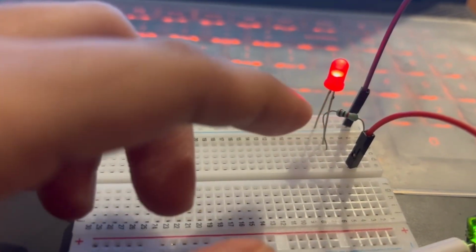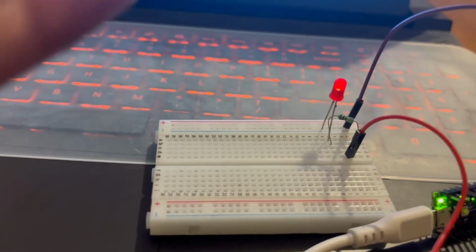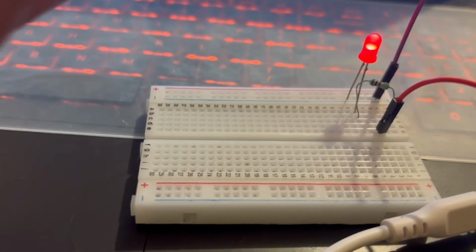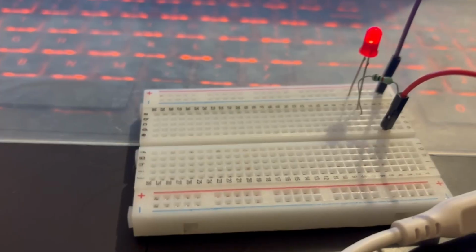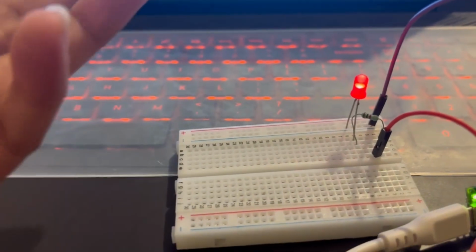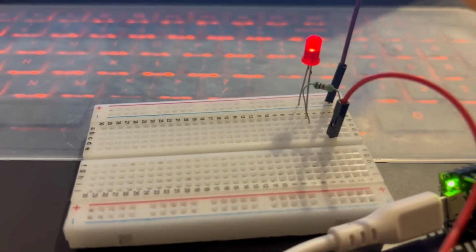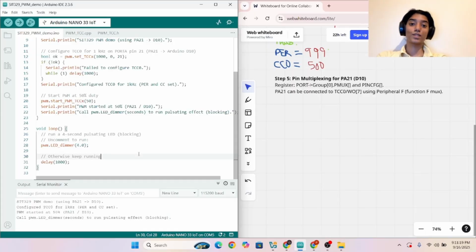Otherwise, because it plays around with the voltage, it basically means it is bright half of the time and dim half of the time because of the 50% duty cycle. So that's how you configure it.